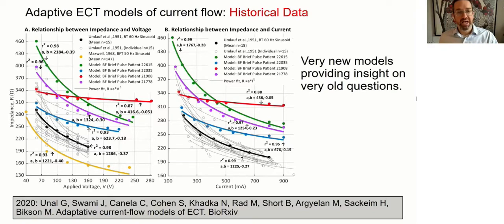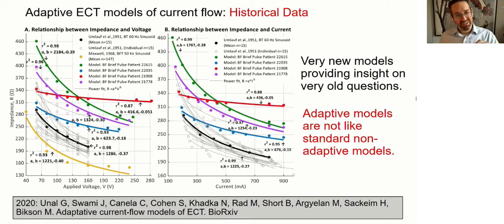What will that mean for their dynamic impedance? What does that mean for the amount of current that's being delivered to the brain? And I'll refer you to this paper for all these questions. And I need to emphasize that these adaptive models, where the conductivity of the tissue changes with current flow, don't act like the standard non-adaptive models.